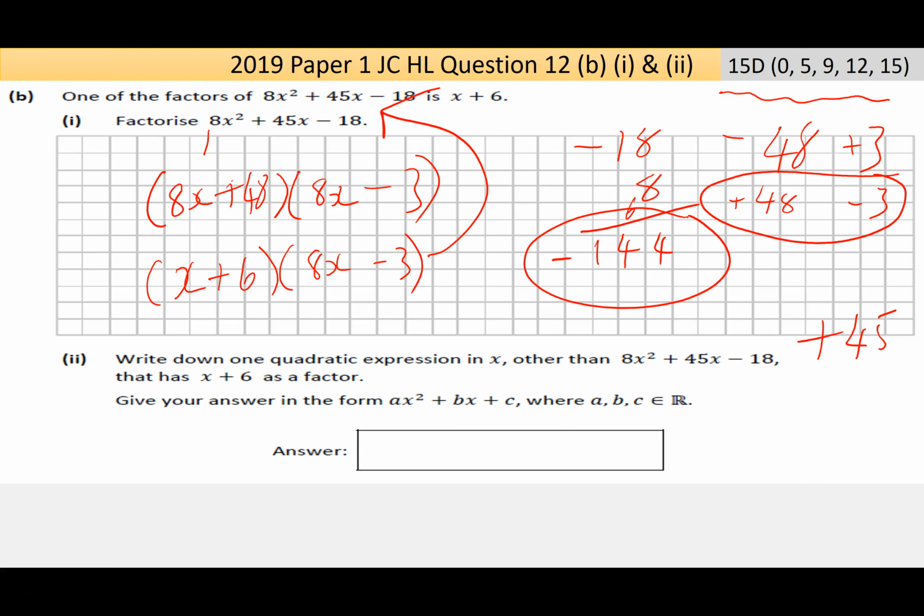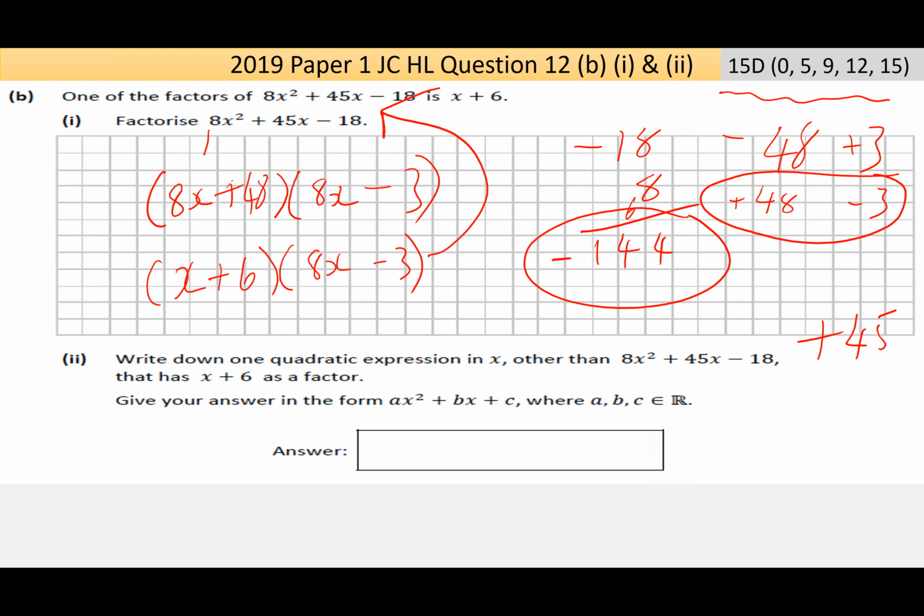So it says, write down one quadratic expression in x other than 8x squared plus 45x minus 18 that has x plus 6 as a factor. Okay, and give your answer in the form ax squared plus bx plus c. And this last bit where a, b, and c are elements of the real number system, so are basically our real numbers. Okay, so any number, for lack of a better word.